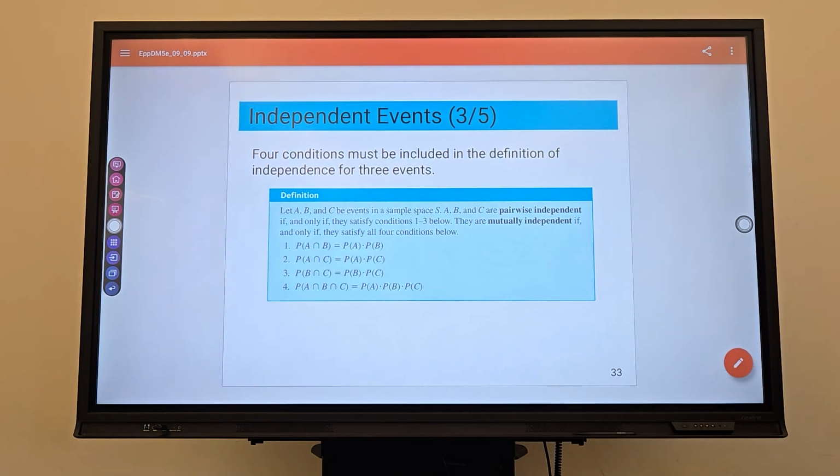Four conditions must be included in the definition of independence for 3 events. Let A, B, and C be events in a sample space S. A, B, and C are pairwise independent if and only if they satisfy conditions 1 through 3 below. They are mutually independent if and only if they satisfy all 4 conditions below. So, the pairwise condition we saw earlier, the probability of event 1 intersecting event 2 equals the probability of the first event times the probability of the second event, just expands out with 3 different events.